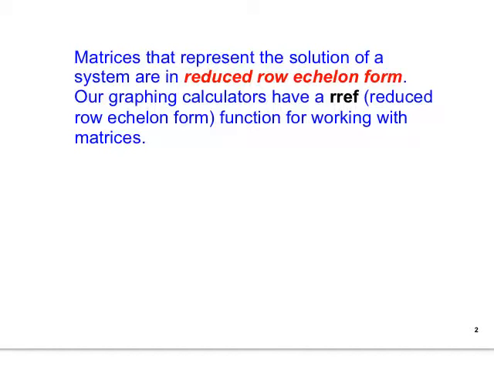So when we talk about matrices and solving a system with matrices, we have a fun new term to look at. Matrices that represent the solution of a system are in what we call reduced row echelon form. That's reduced row echelon form. Say that 3 times fast. Our graphing calculators have a RREF, Reduced Row Echelon Form, function for working with matrices. So yay for the TI-84, which can put a matrix into reduced row echelon form for us. And we're going to take a look at how that works.